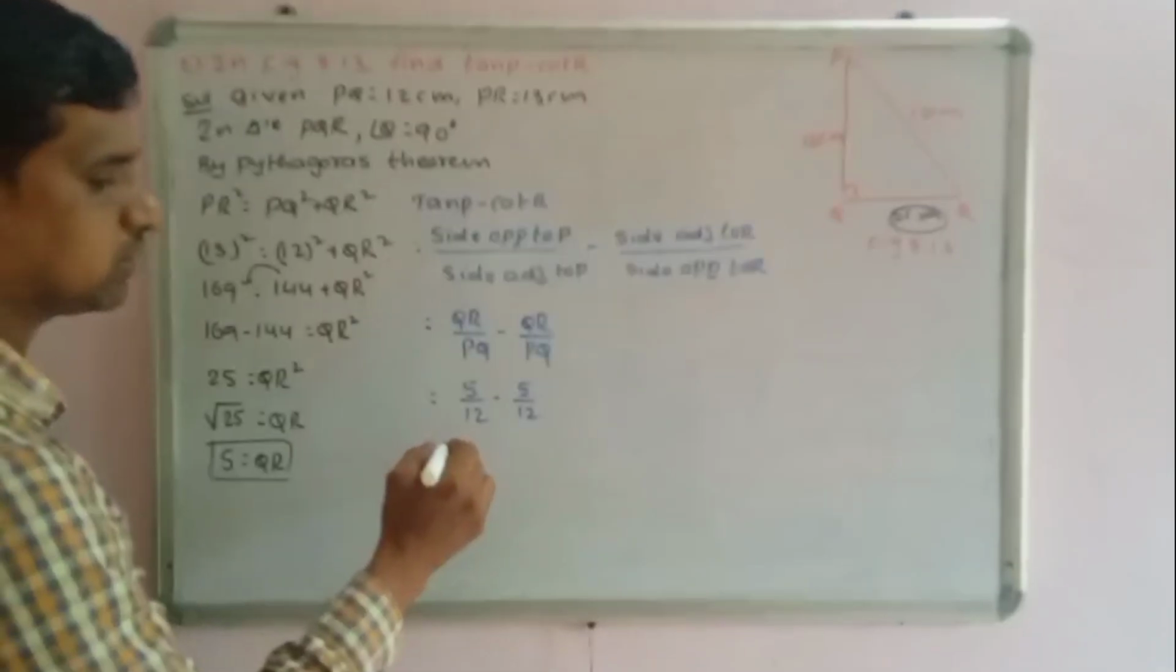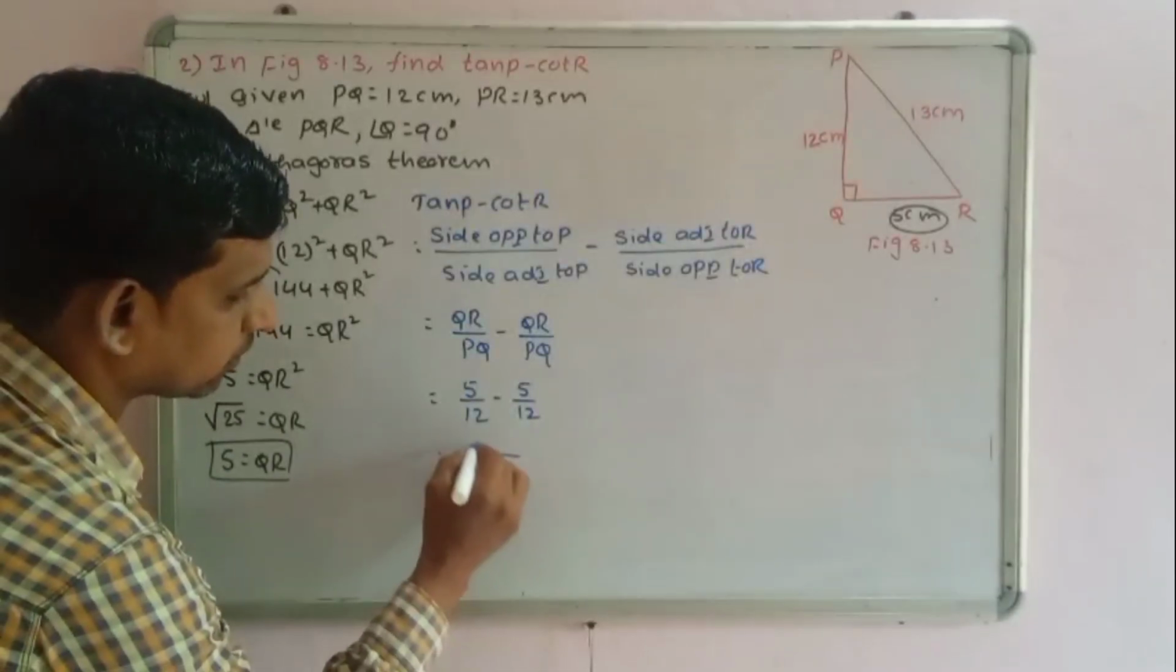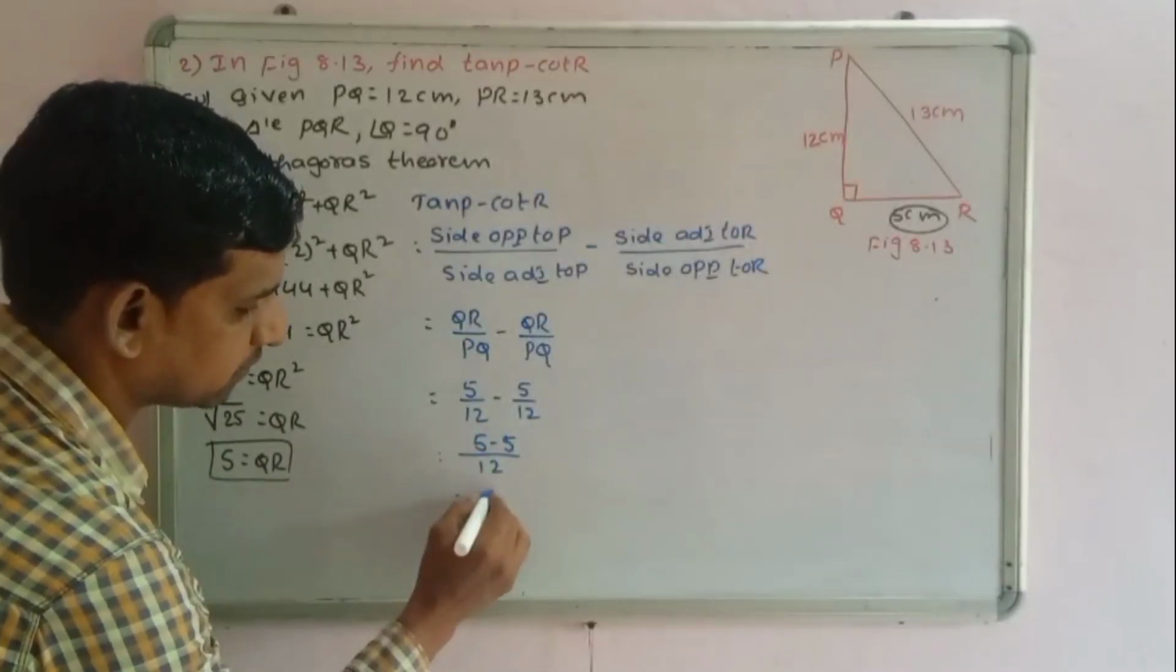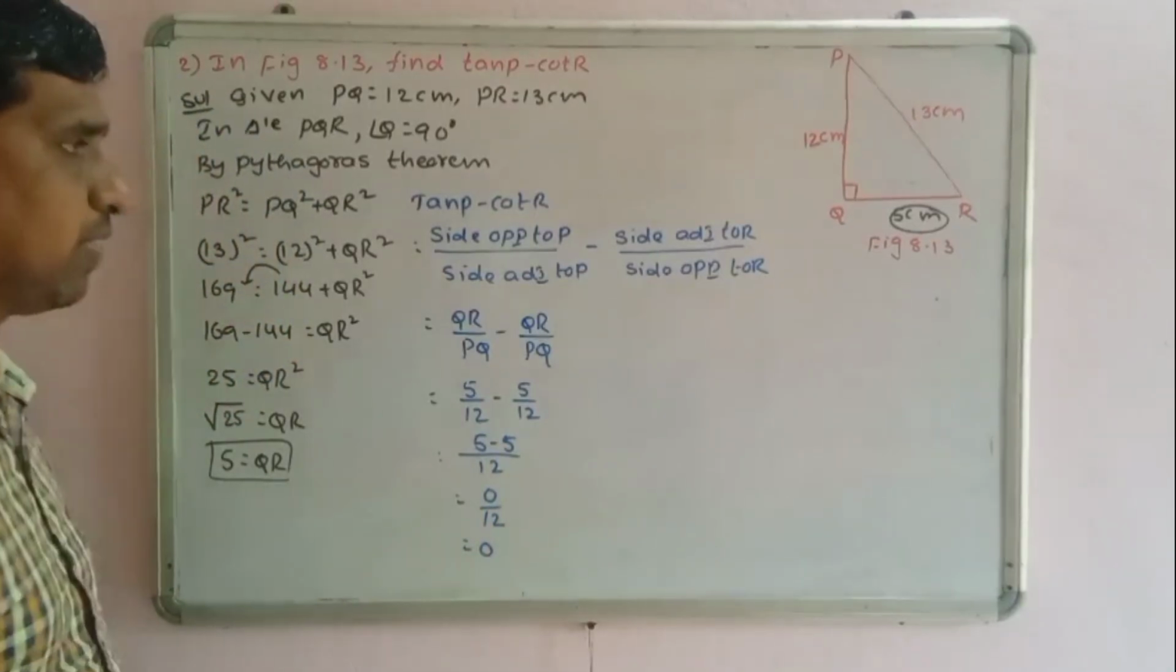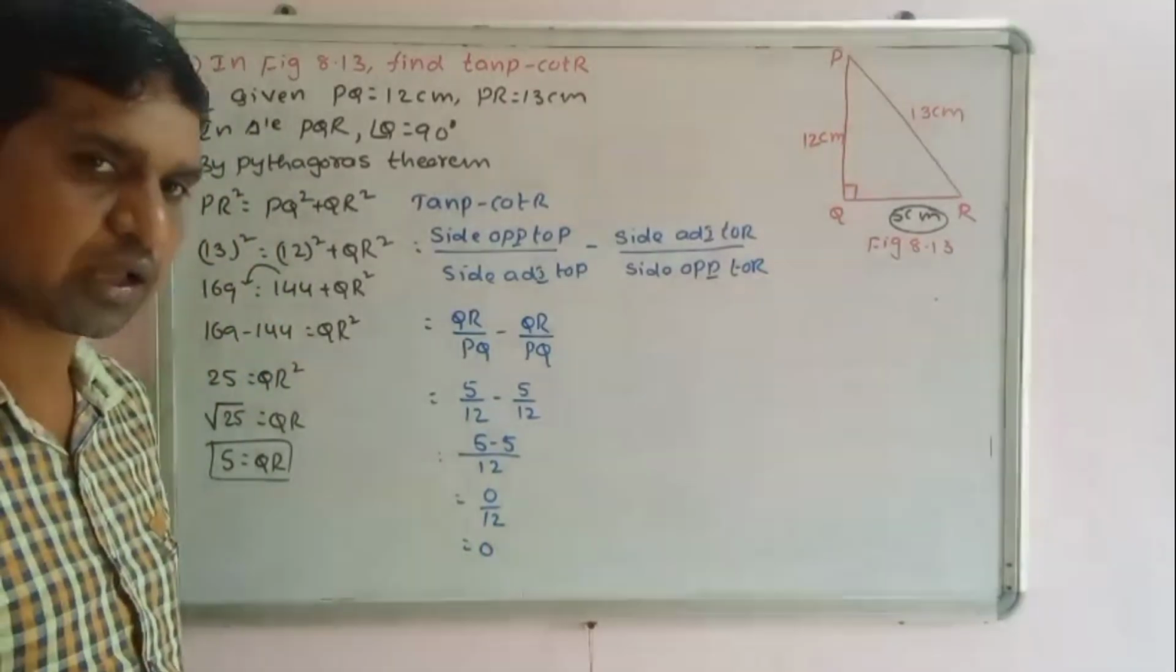Okay. So now see 12 is the LCM. 5 minus 5 is 0. 0 by 12 is 0. So the value of tan P minus cot R is 0.